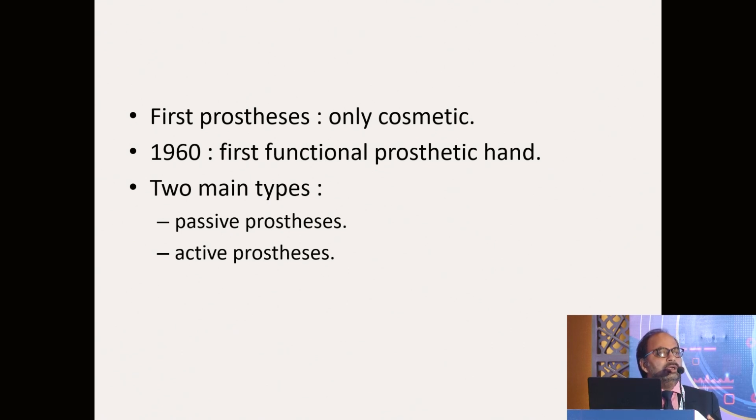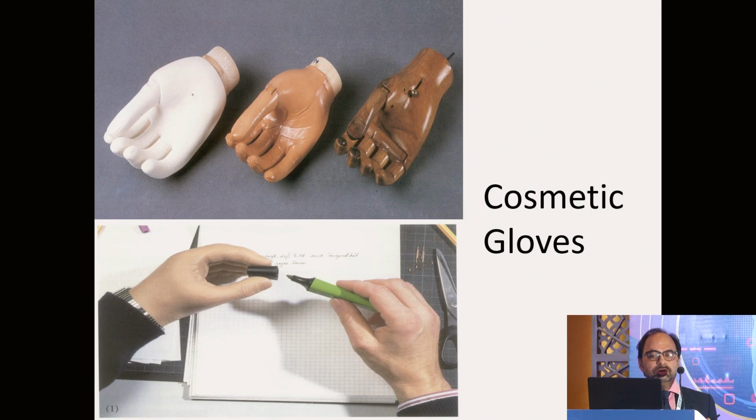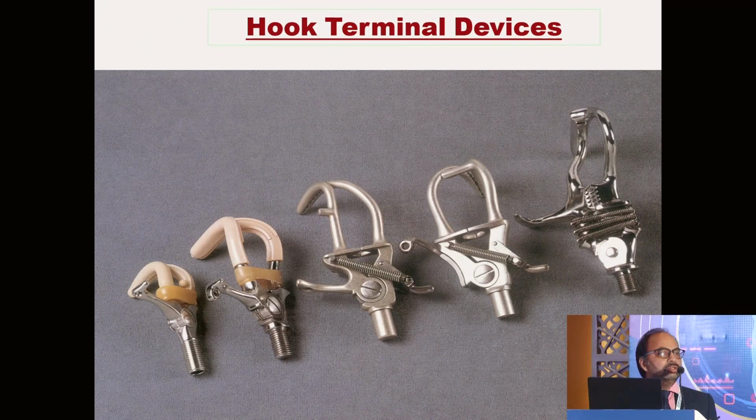But in our department, in collaboration with plastic surgery, we are doing cadaveric transplantation. So for the cadaver, we are still providing passive or cosmetic prosthesis. These are some examples of passive prosthesis, like cosmetic gloves given for partial amputation of fingers and carpal bones. Now these are different hook terminal devices being used in the prosthesis, starting from the simplest one here to the most complicated one. They can be changed according to the function the person wants to do.